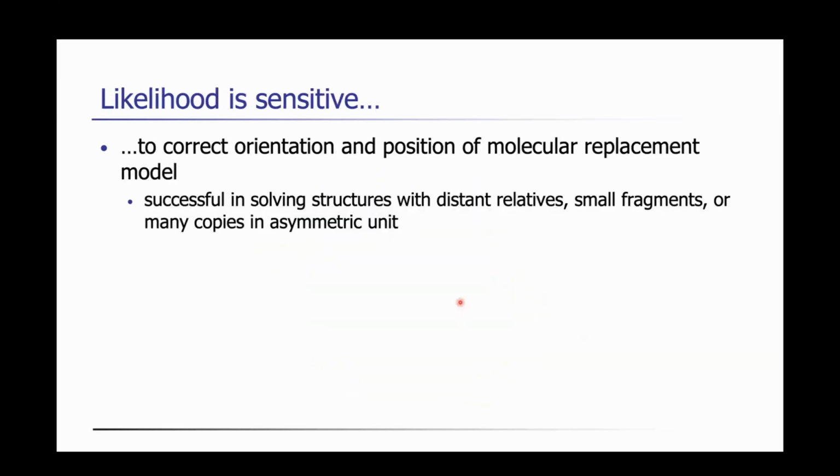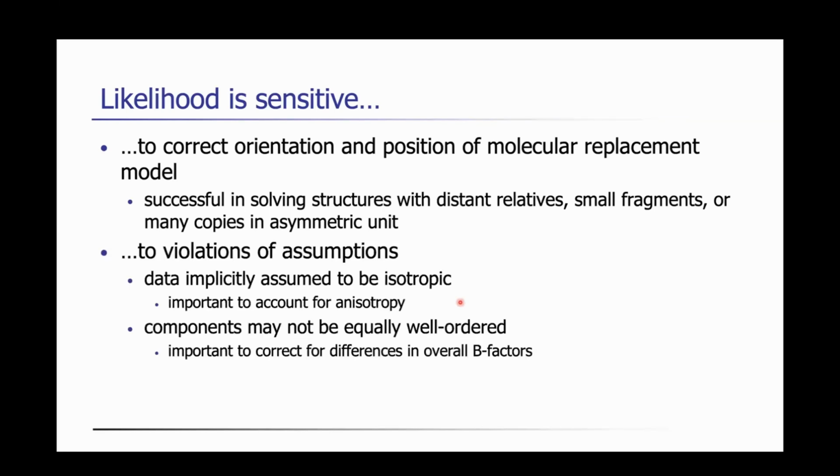So I've talked about how likelihood is really sensitive for doing the molecular replacement, but that sensitivity is a double-edged sword. If you have assumptions you've made in calculating the likelihood and they're wrong, it's also sensitive to that. So early on in the development of Phaser, we realized that it was really important to account for anisotropy if the data was anisotropic. Right from the beginning, we've been accounting for that, and that made a big difference. And we account for the possibility that the B factors of different components can be different.